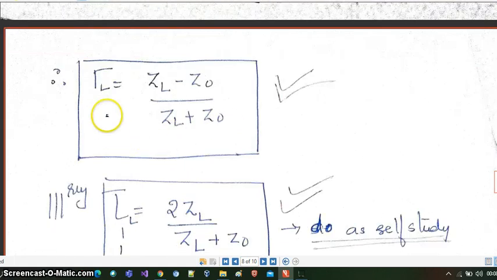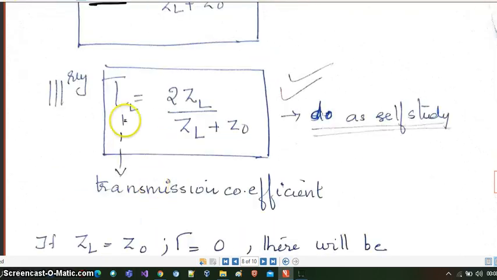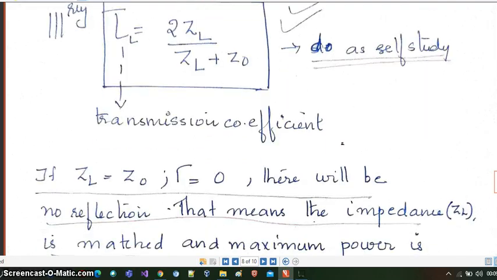From that, you can find out the reflection coefficient tau L in terms of impedance as ZL minus Z naught by ZL plus Z naught. So this is the formula for reflection coefficient in a transmission line. Similarly, you can find out the transmission coefficient of the transmission line as 2ZL by ZL plus Z naught, and this derivation you can do as self-study.